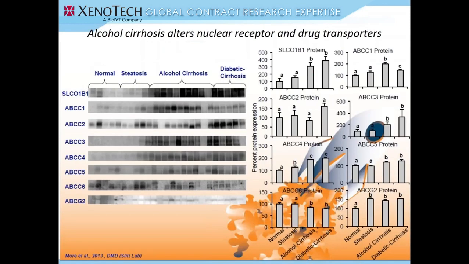In alcohol cirrhosis, the OATP1B1 mRNA was not different than in control, but the protein level of this transporter was increased in alcohol cirrhosis with or without diabetes. Similar apparent discordance between the mRNA and the protein was observed for some efflux transporters. This, in my opinion, may be caused in part by the methods used to collect and preserve the samples before the analysis.